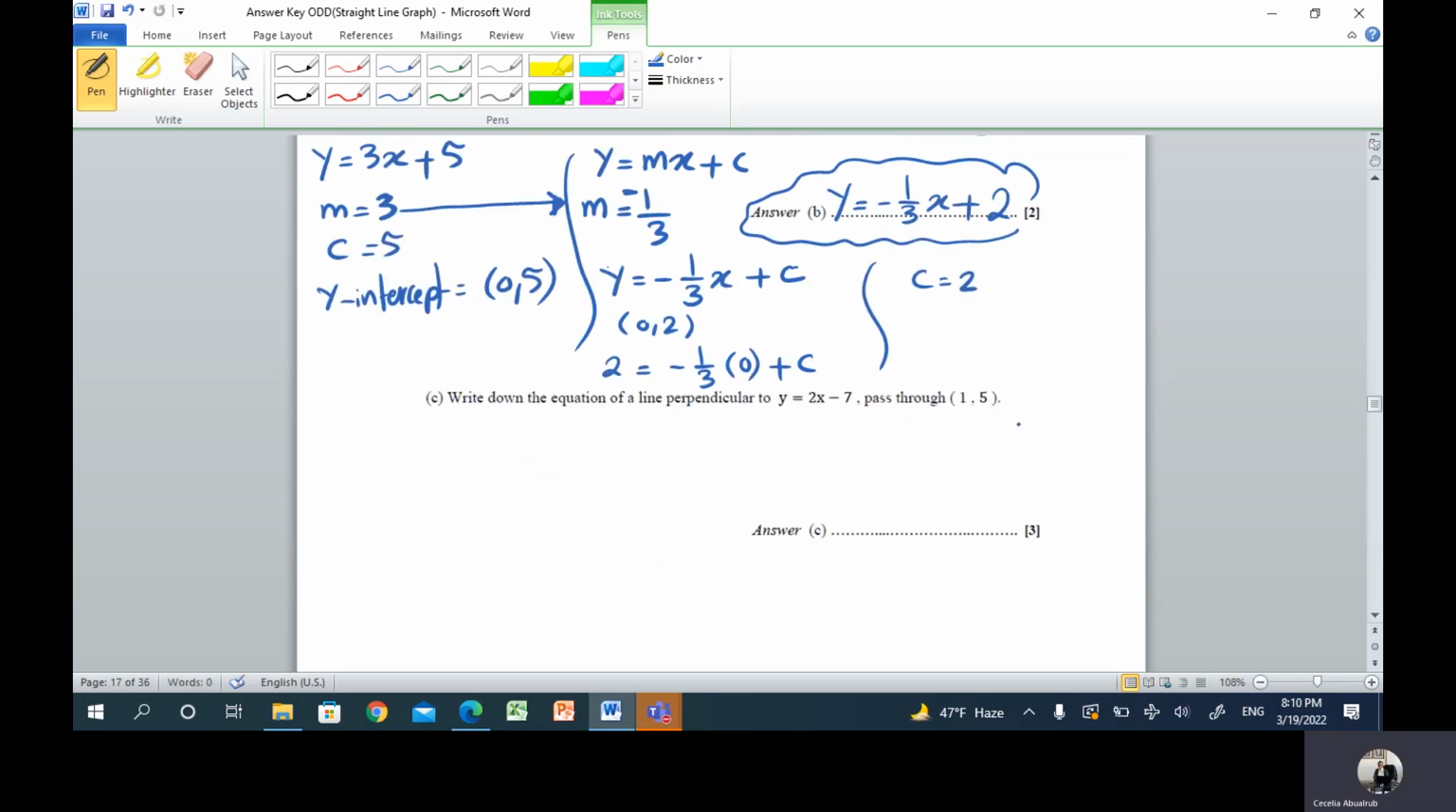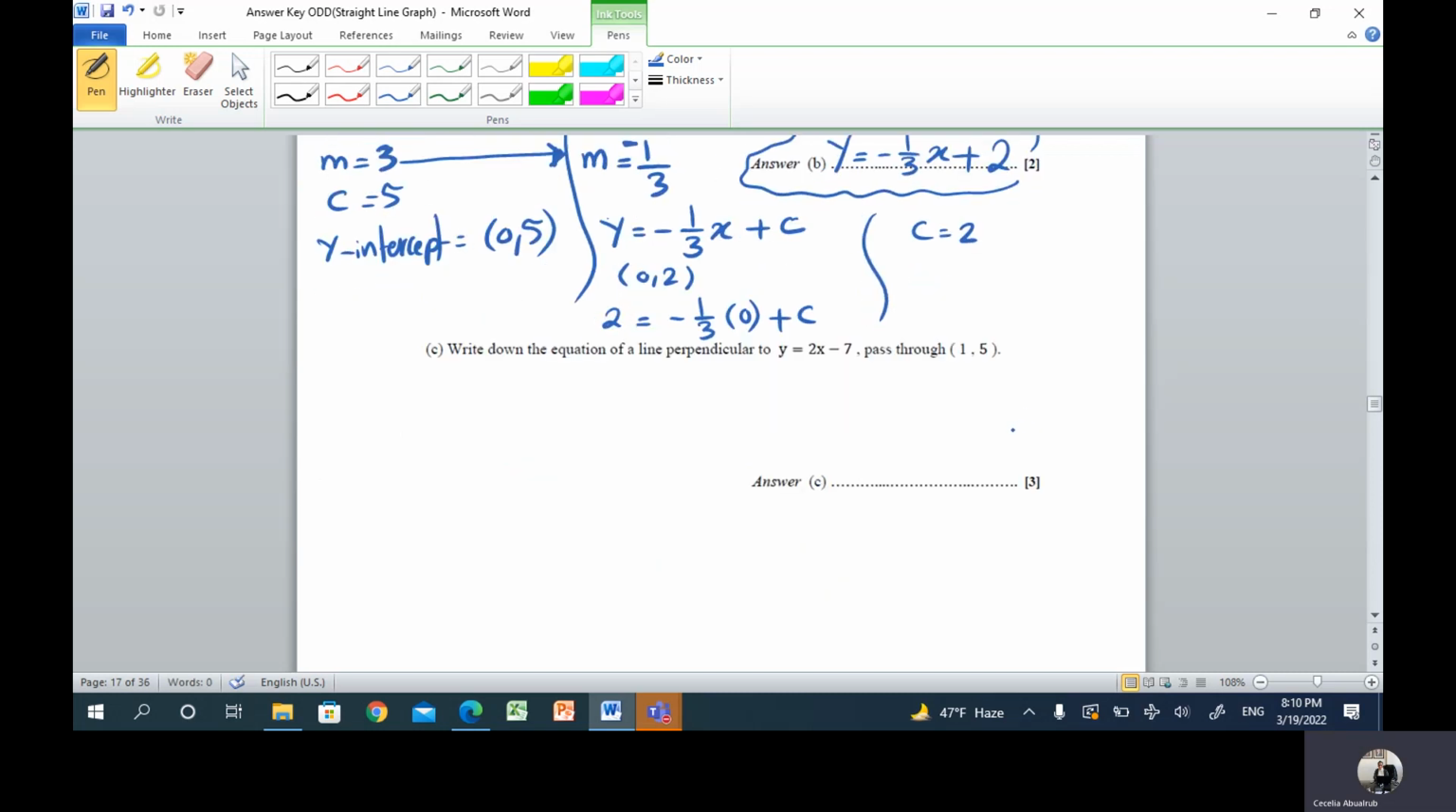Okay. Write down the equation of the line that is perpendicular to and passing through. So again, perpendicular. The given line is y is equal to 2x minus 7. m for this line is 2. c is equal to negative 7. The y-intercept is equal to 0, c. So it's 0, negative 7. Let's go to the perpendicular line.